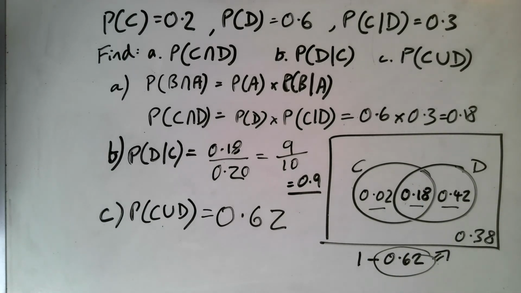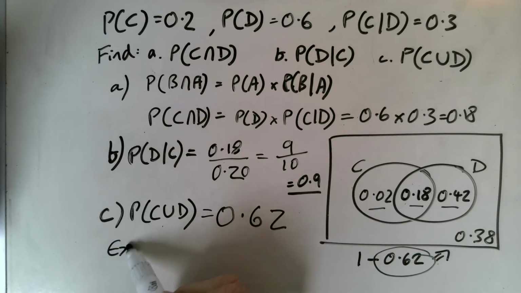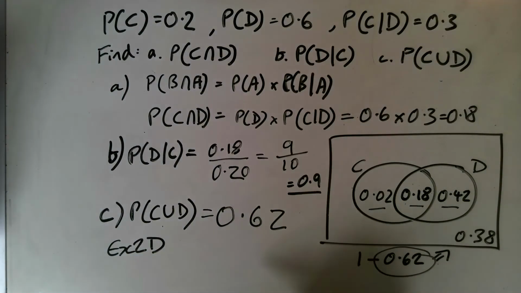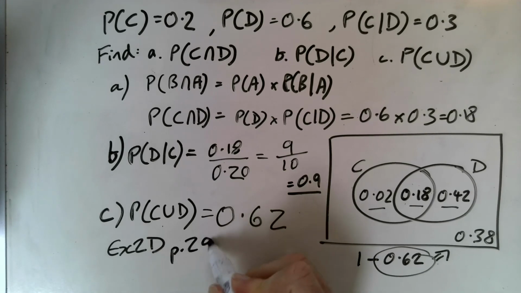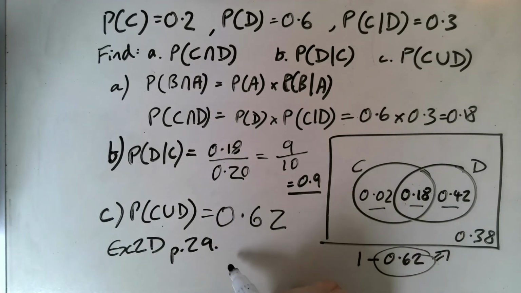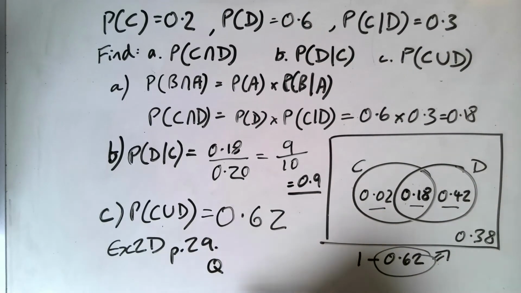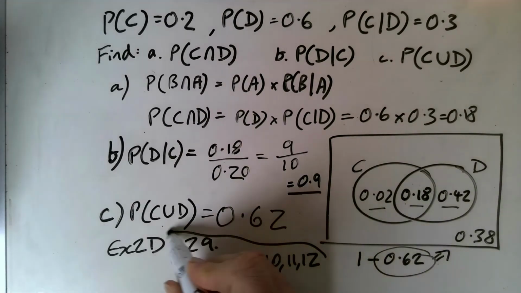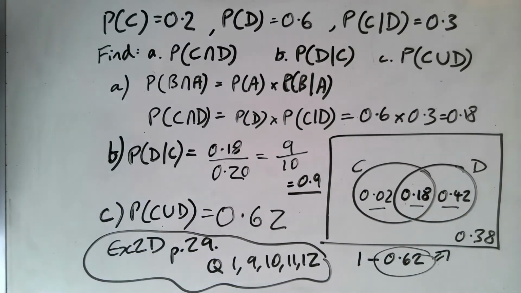Hope that helps. We've got one more example to come. No, we don't. That was our last example. All we need to do is have a bit of a practice of this. So we're looking at exercise 2D on page 29 and question 1, and then the exam ones are 9, 10, 11 and 12. And if you can do those, then you pretty much got it sussed.